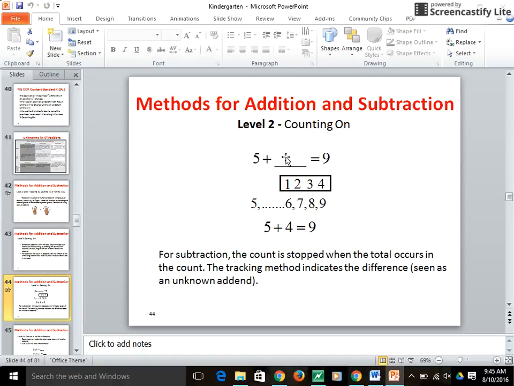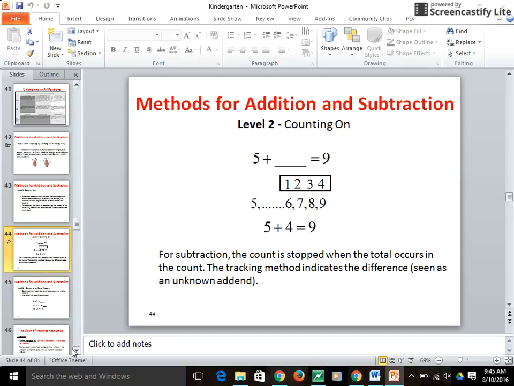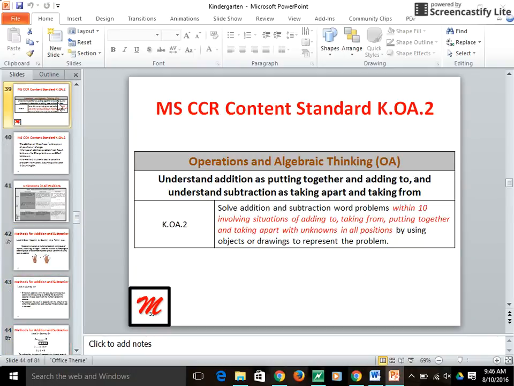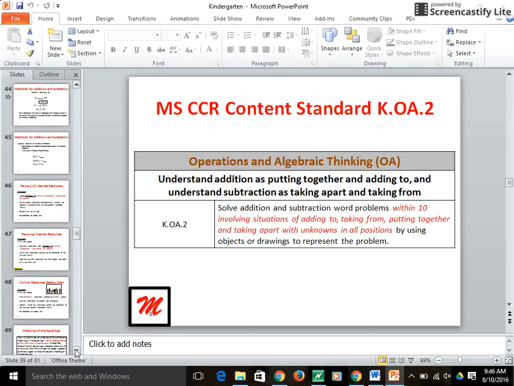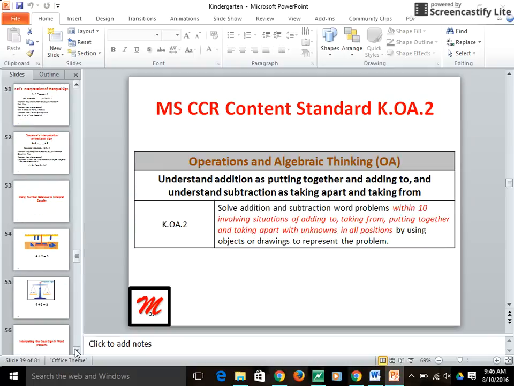So that's why that previous standard set the boundary of all of your parts being within 10, because we want them to really understand addition and subtraction deeply by moving that unknown around, but we don't want to get crazy with the numbers. We want to go deeper instead of wider with these standards. So be sure whenever you're looking for materials for KOA2 that you do look for unknowns in all positions, because that's another Mississippi only thing. We're the only ones who decided to extend that thinking for our students, which I'm really proud of Mississippi for doing.